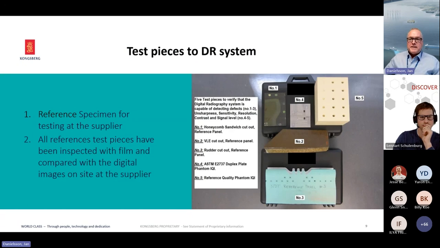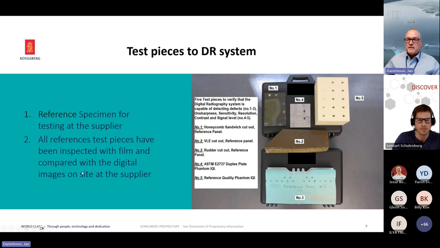This is the test pieces we used for the test at the Visa Consult to verify that the DR system is capable to detect defects that we are looking for. We use 2 test specimens that we also shall use to the customer's qualification and approval. It's a duplex plate Phantom, there you can see number 4. And the composite foam Phantom is number 5.